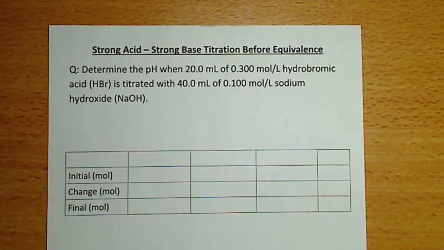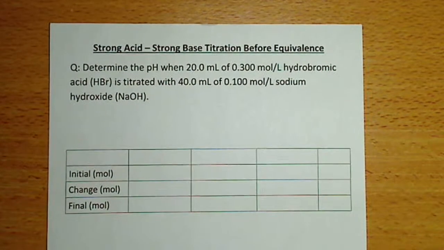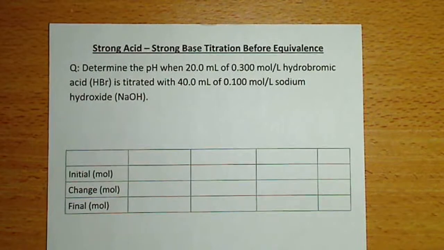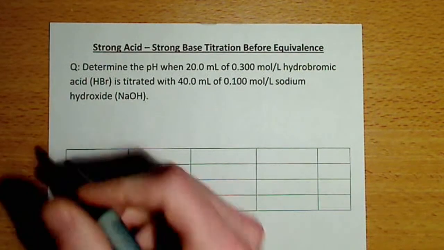So in this particular question, we're asked to determine the pH when 20 milliliters of a 0.3 mole per liter solution of hydrobromic acid, which is HBr, is titrated with 40 milliliters of a 0.1 molar sodium hydroxide solution. Sodium hydroxide is NaOH. So the first step with any reaction equation is to actually write out the reaction and determine exactly what we're forming. So let's do that first.